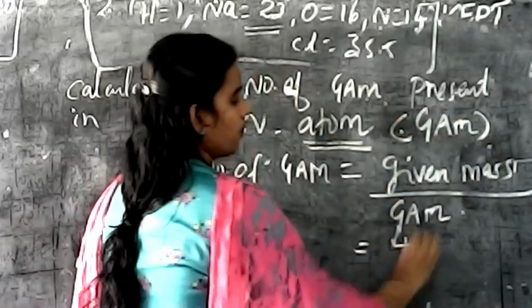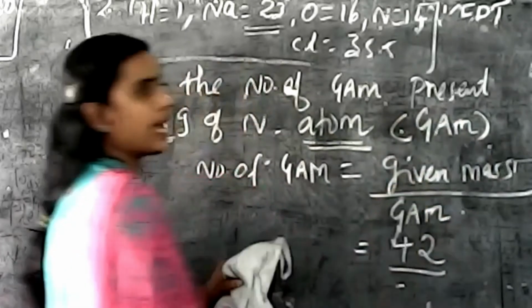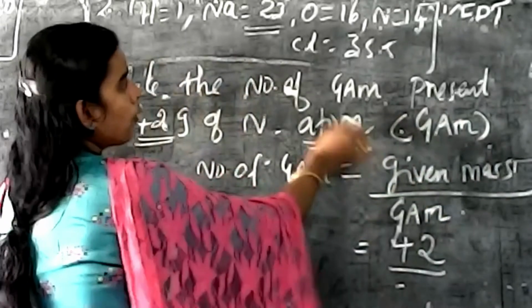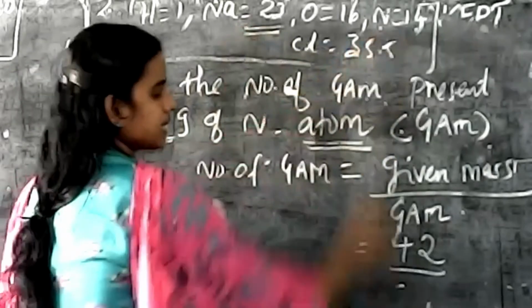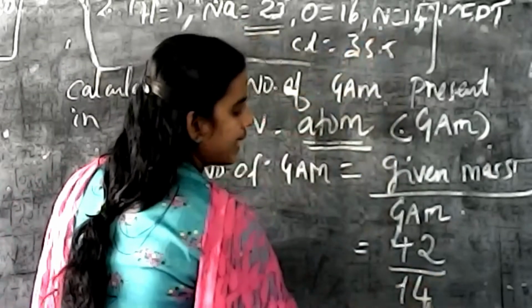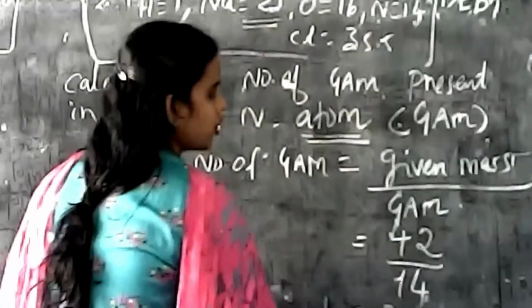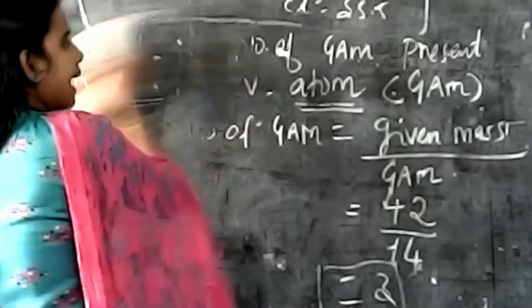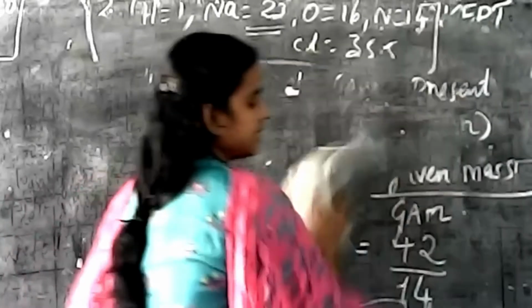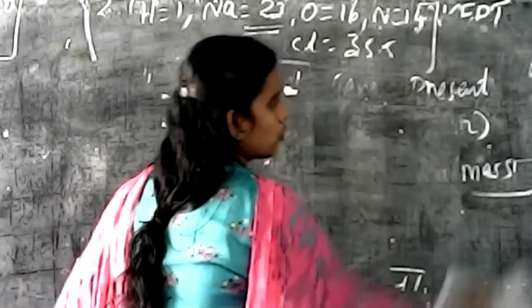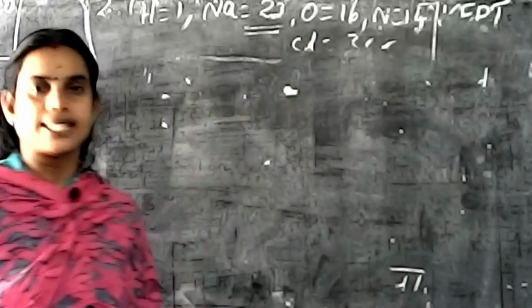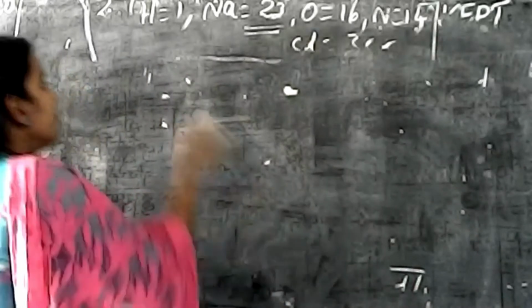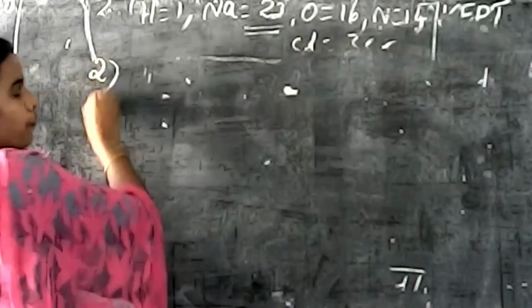42 divided by GAM. What is the value of nitrogen here? It represents 14. So the final answer is 3. So the number of GAM is 3 gram. Okay, so like this method, we can calculate the amount of substances, that is the number of gram atomic mass present in any substance. Okay. Next we are moving on to the second formula.